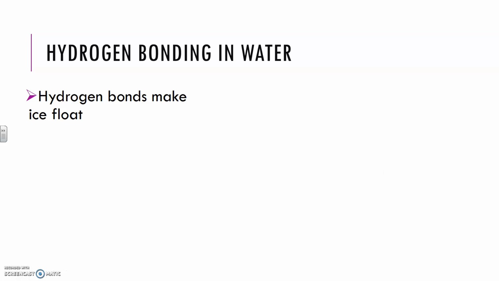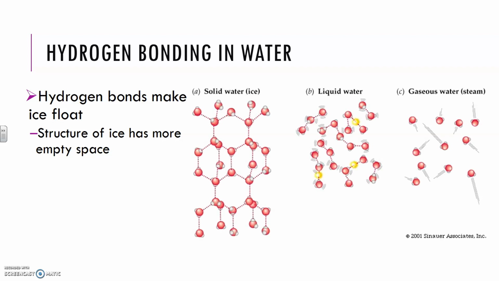So hydrogen bonds actually are responsible for making ice float. Usually when you have solid, liquid, gas of the same compound, the solid is the densest, liquid is the next step up, and then the gas is the least dense. Water is different. In water, the liquid is actually the densest, and then comes the solid, and then gas at the end. The structure of ice actually has more empty space in it than a liquid does. You can see this here.